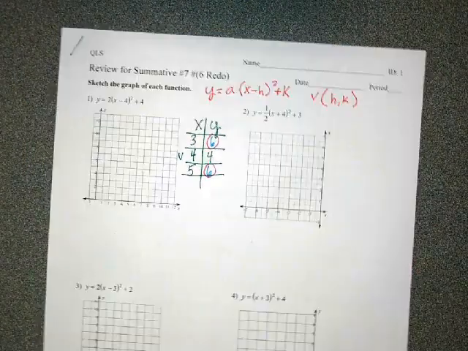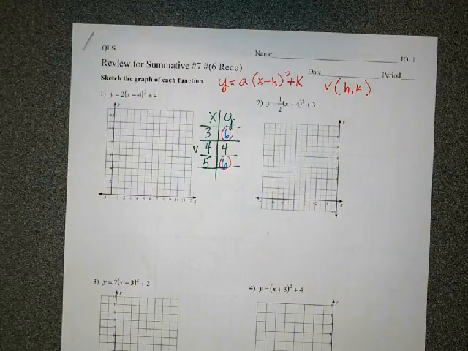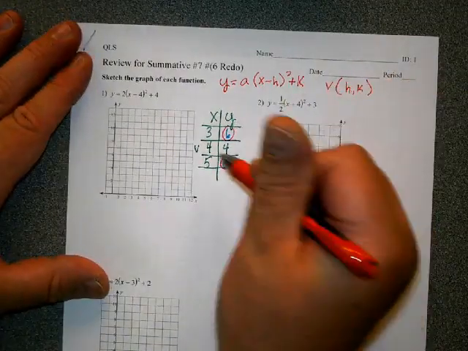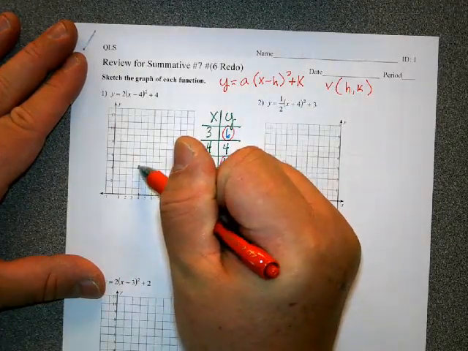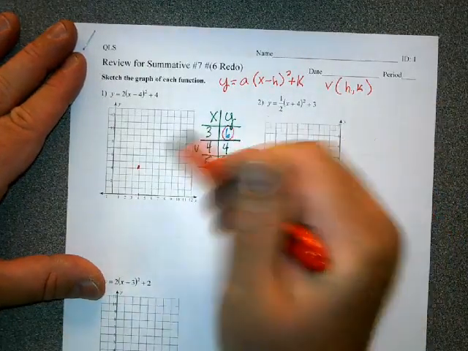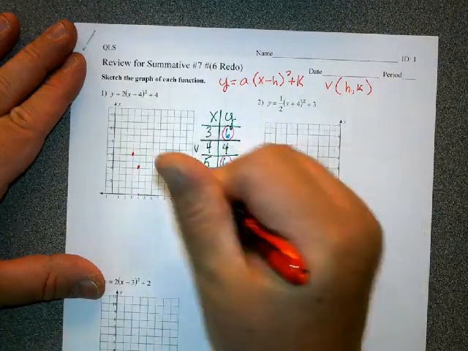Going to graph it. Let's see, 4, 4, 4, 4, 3, 6, and then 5, 6. You got a question? You good? Here's my parabola.